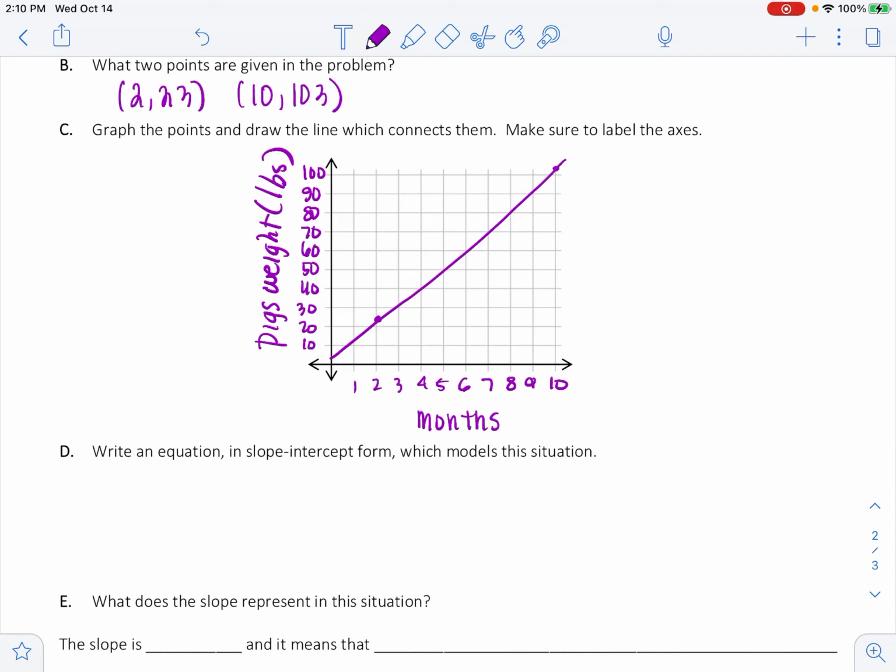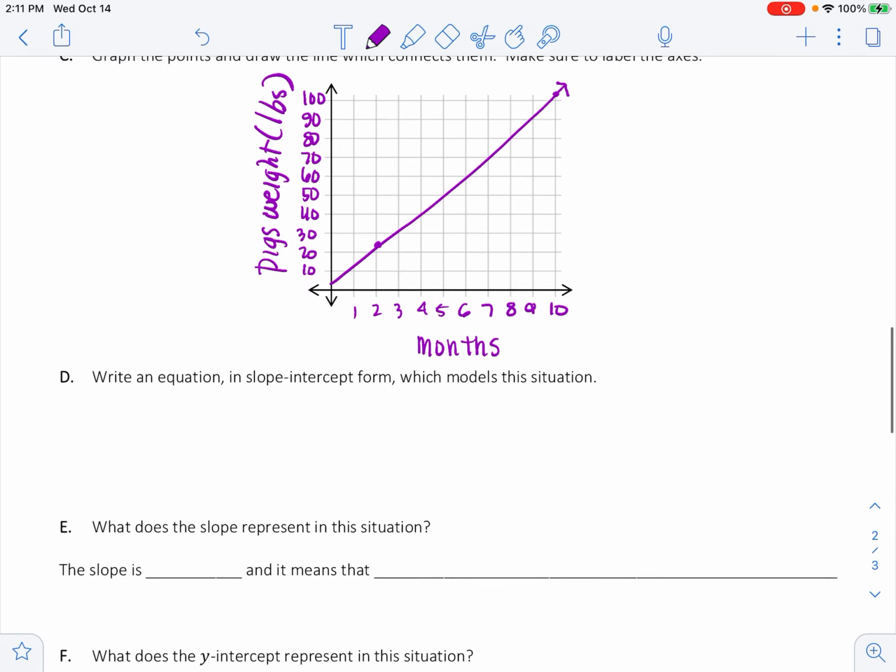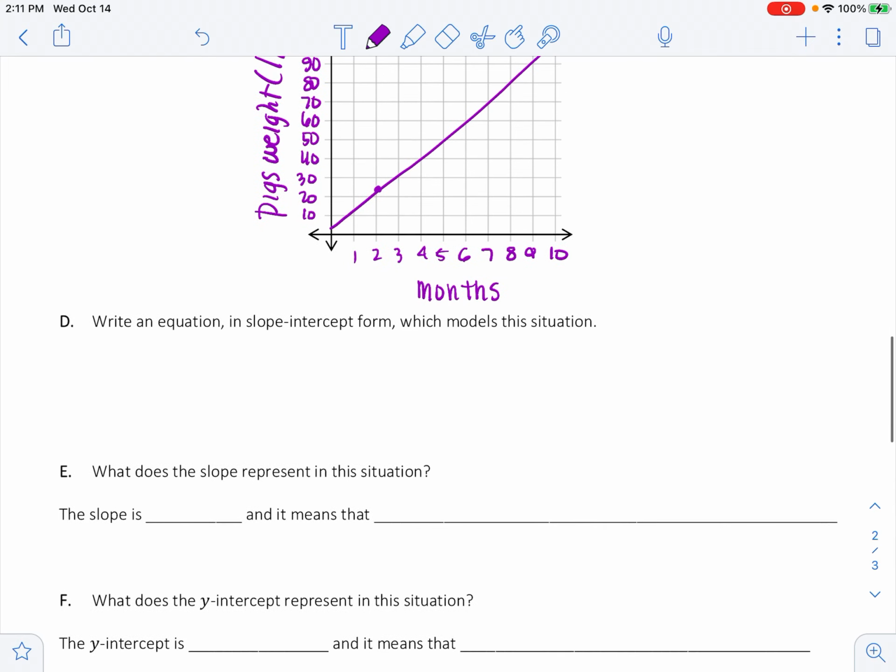So what you should notice is that I didn't hit 0, 0. Because if I hit 0, 0, then it's saying when the piglet was born, it weighed 0 pounds, which is not possible, right? I'm also going to put an arrow on the end because I don't think a piglet stops growing after 10 months. At some point, it's got to level off, right? But not on our graph.